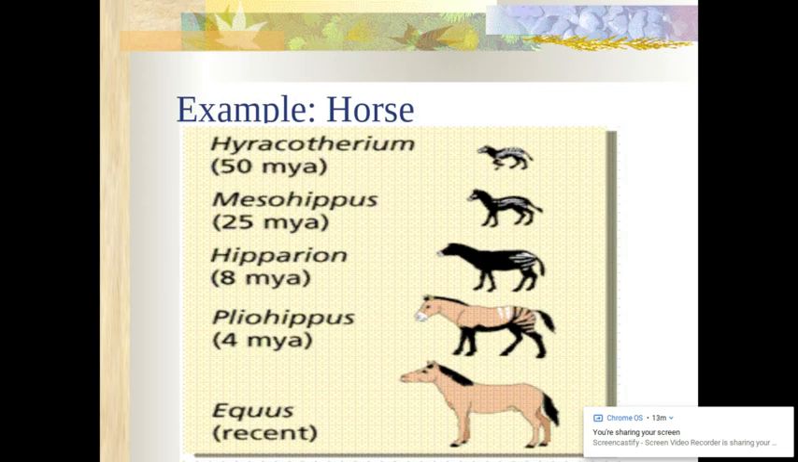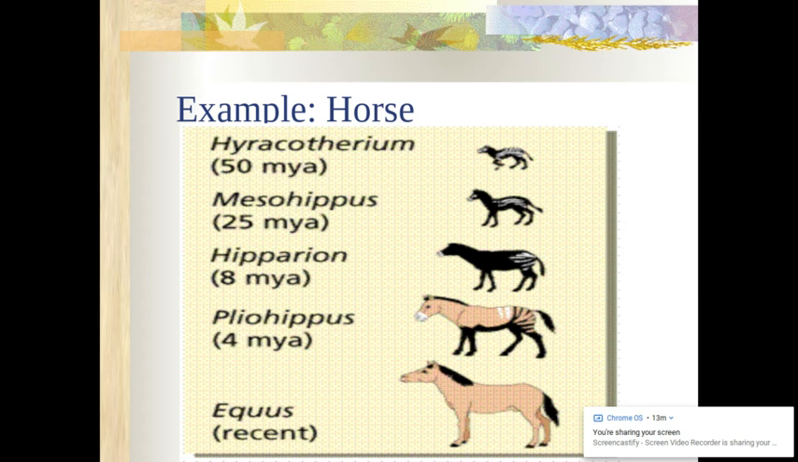Here's an example of the horse with fossil records. So here's our common one at the very bottom. These are different organisms we've seen in the past that have similar ancestry because of fossil records. MYA stands for millions of years ago. So these are organisms from millions of years ago that have very similar fossil records, and they look similar.